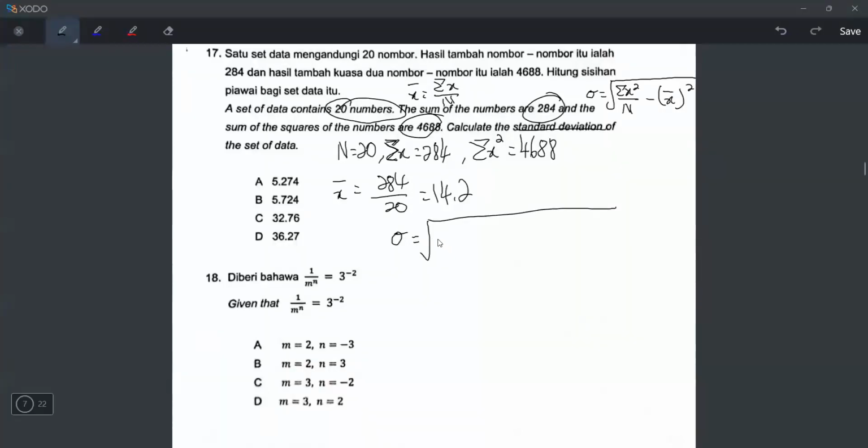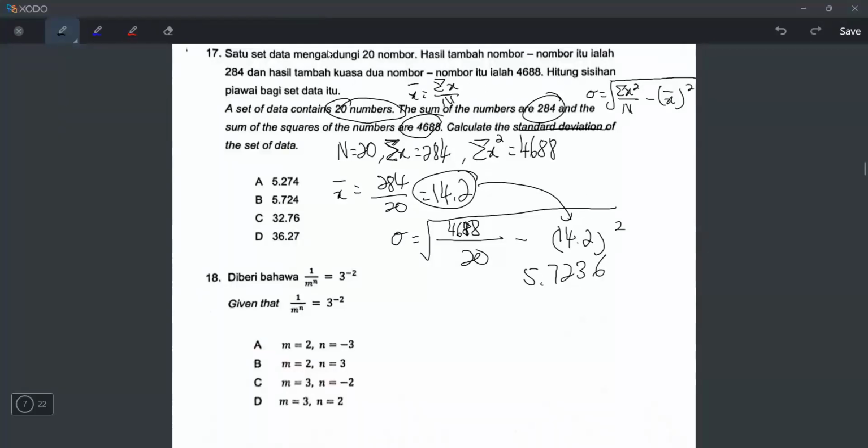So now only I find. So it will be sum of x squared divide n minus the mean squared. That is why I find the mean first. So I can put inside here 14.2. Now this part you will replace with 4688, and this part is the n, you will replace with 20. Now you press all this in your calculator, but I will press one by one. First, I will press 4688 divide 20, and then I will press answer minus 14.2 squared equals, and then I will press square root answer. Now I will change to decimal. I get 5.7236.